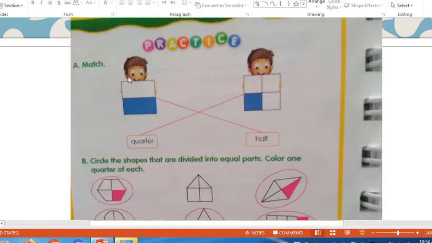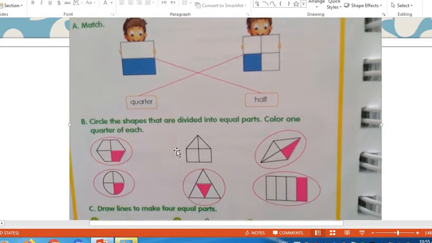Match, practice, match. Here I have this half, right? Because it's divided into 2 parts and they are equal. And this one, quarter. This is called what? Quarter or fourth. 1 out of 4.